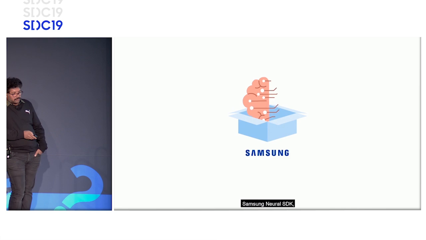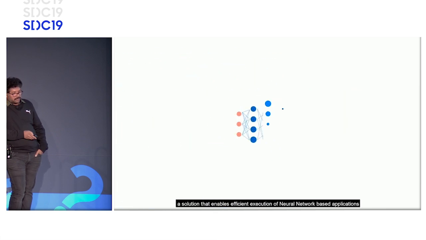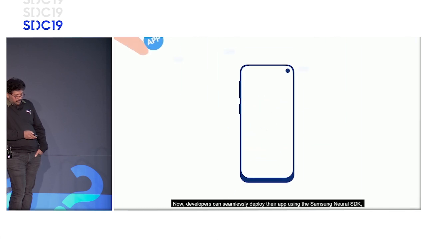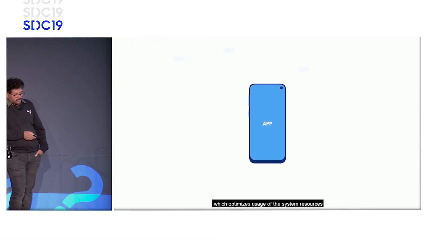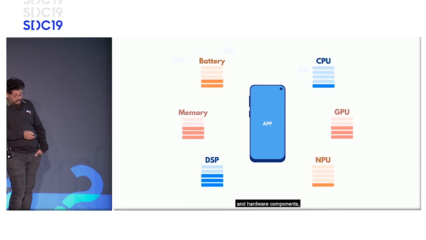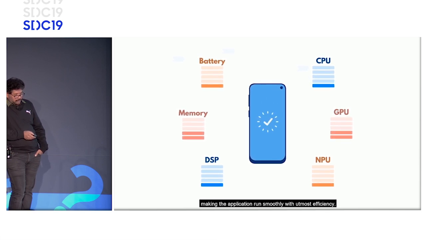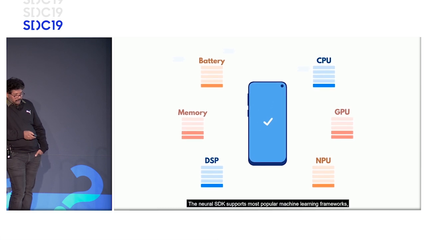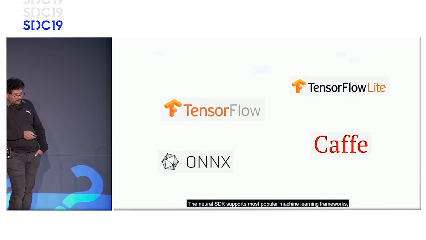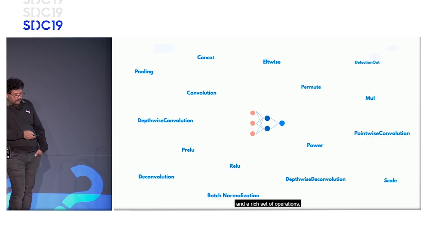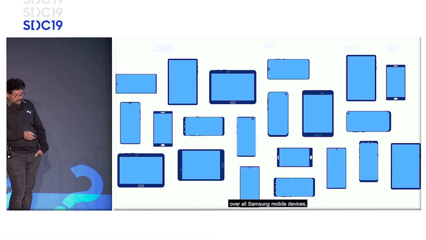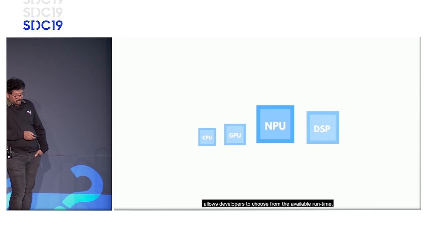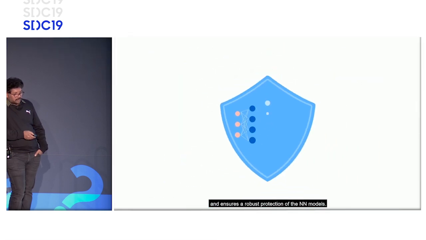Thus, introducing Samsung Neural SDK, a solution that enables efficient execution of neural network-based applications on Samsung mobile devices. Now, developers can seamlessly deploy their app using the Samsung Neural SDK, which optimizes usage of the system resources and hardware components, making the application run smoothly with utmost efficiency. The Neural SDK supports most popular machine learning frameworks, a large number of pre-trained models, and a rich set of operations, enables network architecture scalability over all Samsung mobile devices, allows developers to choose from the available runtime, and ensures a robust protection of the NN models.